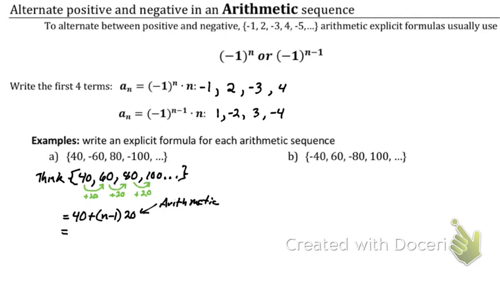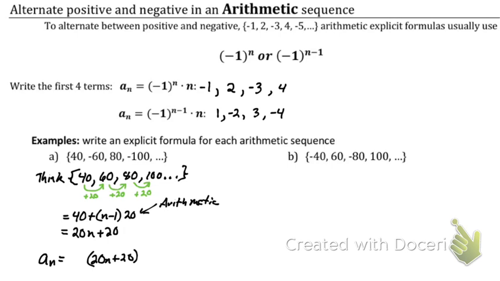Well, if we just go ahead and simplify that, that would be 20n. 20 times negative 1 is negative 20 plus 40 is a positive 20. That means my official equation is going to be a sub n equals 20n plus 20. I should have given myself just a little bit more space.